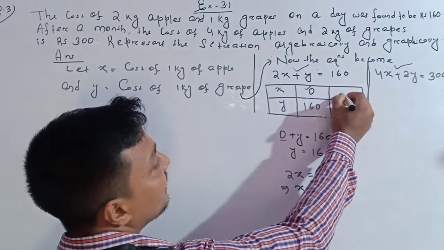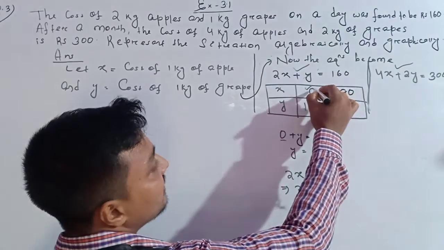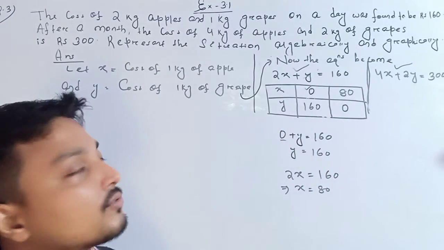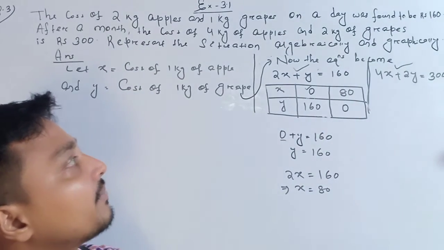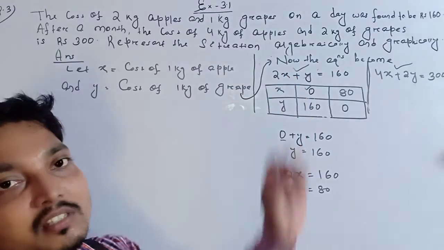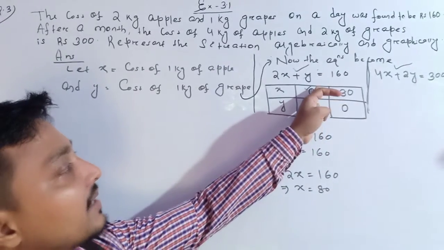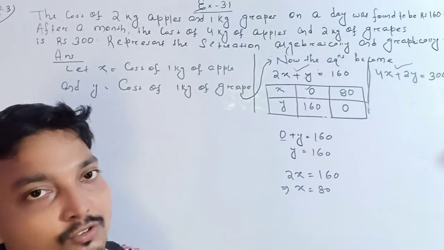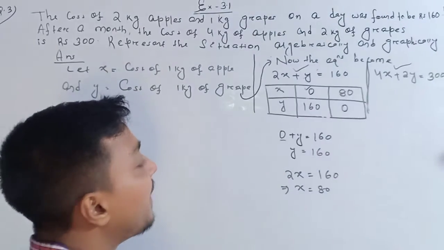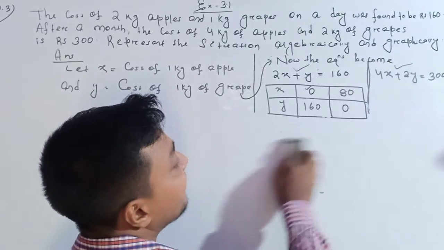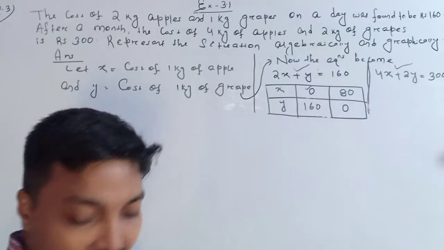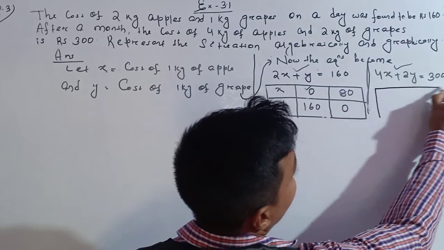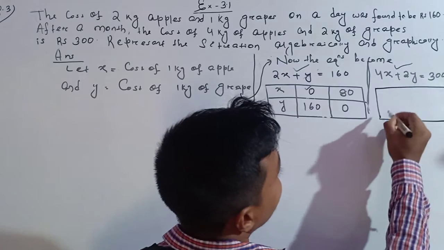So here one point is (0, 160) and another point is (80, 0). For the construction of the line representing this linear equation, 2 points are required: one is (0, 160), another is (80, 0). Ready? So for the first linear equation, our solutions, otherwise our points, are ready. Just like we have done for this one, in a similar way we have to find the solution for the next linear equation.